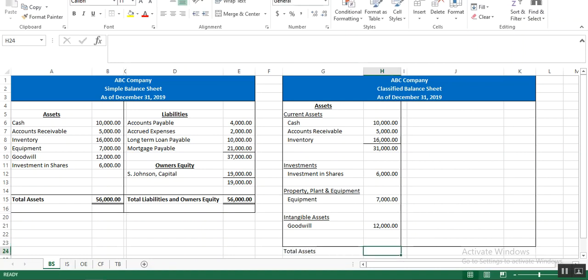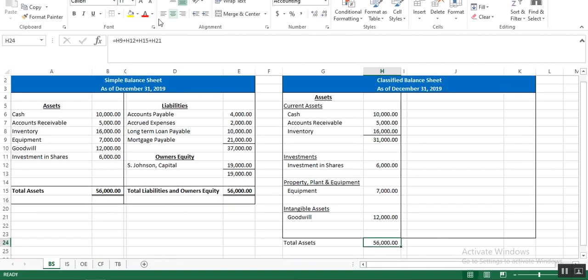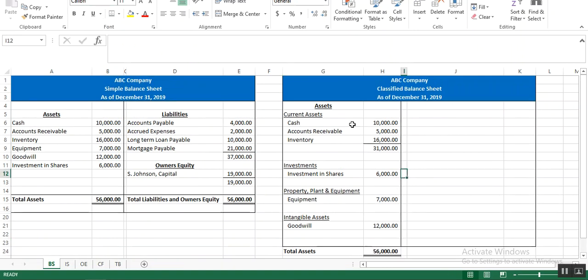Total assets. And for our total assets, we wouldn't highlight all of this, or click all of that. What we would say is that each category total, so current assets plus investments plus property, plants, and equipment plus intangible assets. And if we look, that takes us back to the exact same 56,000 that we had from our simplified balance sheet. And that's the asset side of it. So we just converted our simple balance sheet asset side to a classified balance sheet for just the asset side.